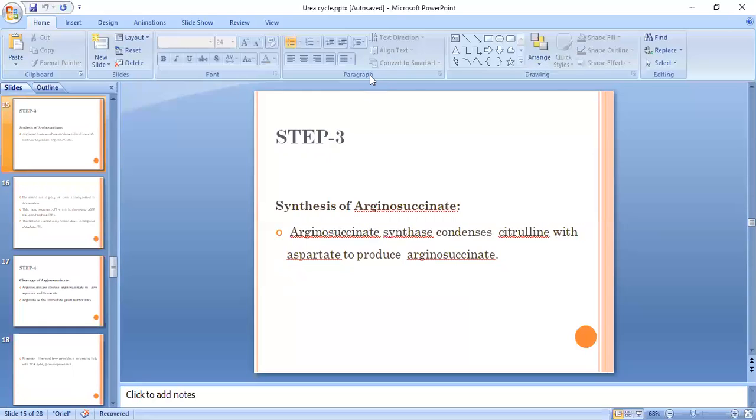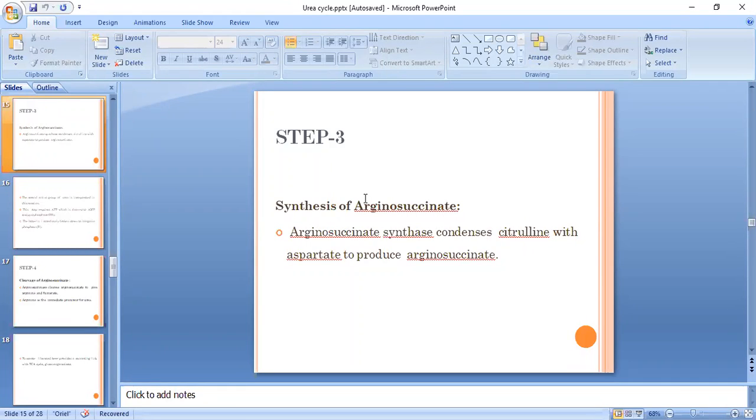So step 3 is synthesis of arginosuccinate. For now, citrulline has been produced with the usage of ornithine and the ornithine carbamylase enzyme. So now arginosuccinate has to be synthesized. How is this arginosuccinate synthesized? It requires an enzyme known as arginosuccinate synthase. Synthase means which is useful for synthesis.